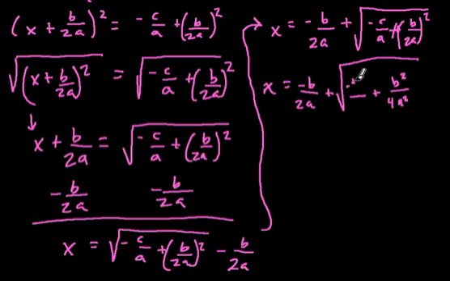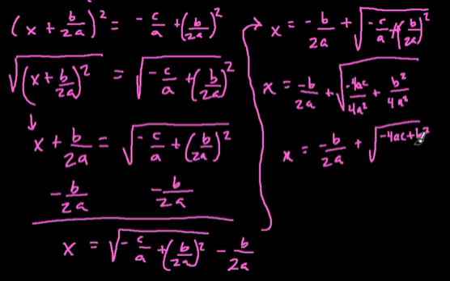So I'm going to multiply both numerator and denominator by 4a. Excuse me, multiply the numerator and denominator by 4a. You already have an a down here. So that becomes 4a squared. This becomes minus 4a times c. And look at that, we're right there. So x equals minus b over 2a plus the square root of minus 4ac plus b squared. And then we have the same denominators, so it's all over 4a squared.